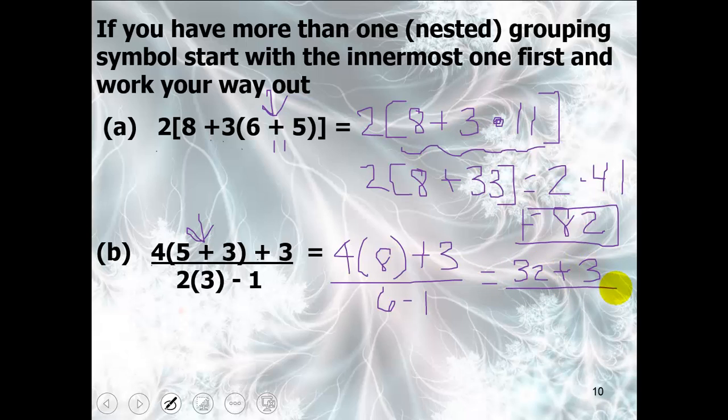In my denominator, in the bottom, all right, I only have one operation left, so I can just simplify that. 6 minus 1 is 5. And so that equals 35 over 5. Now, we want to make sure we reduce, right? Does 5 go evenly into 35? Yes, it does. So that equals 7 over 1, which is 7.